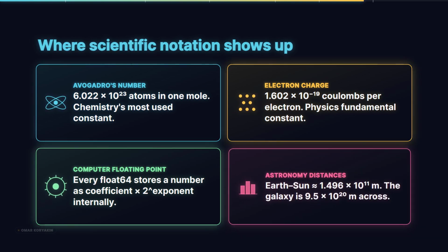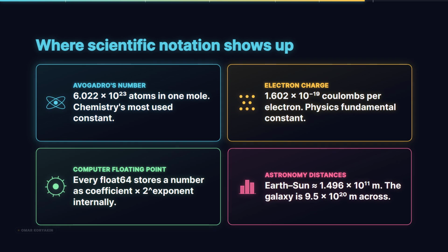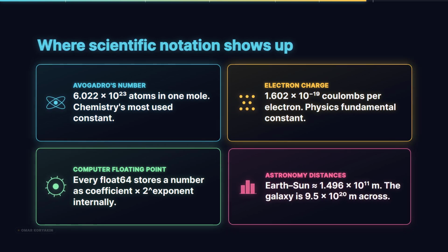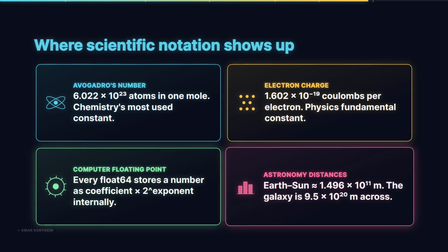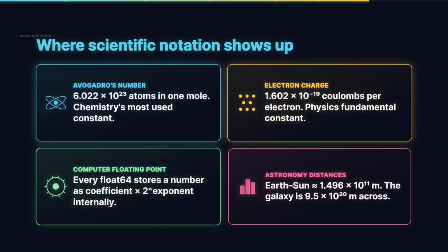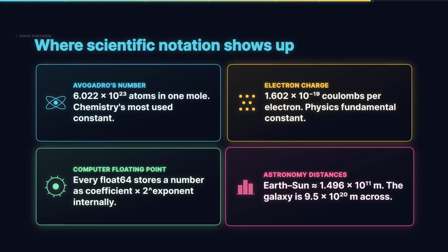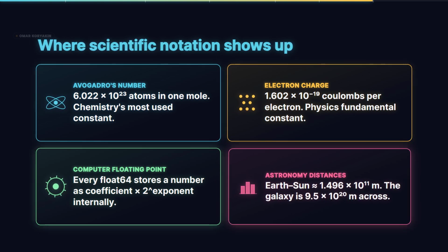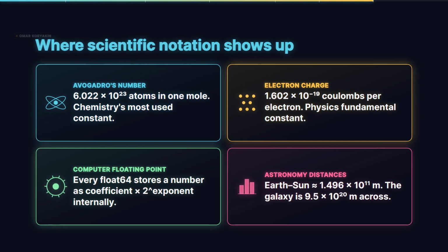The distance from the Earth to the Sun is about 1.496 times 10 to the 11th meters. The diameter of the Milky Way galaxy is about 9.5 times 10 to the 20th meters. Astronomers compare such different scales daily and would never bother writing them in standard form. Scientific notation is the only practical way to do astronomy on paper.